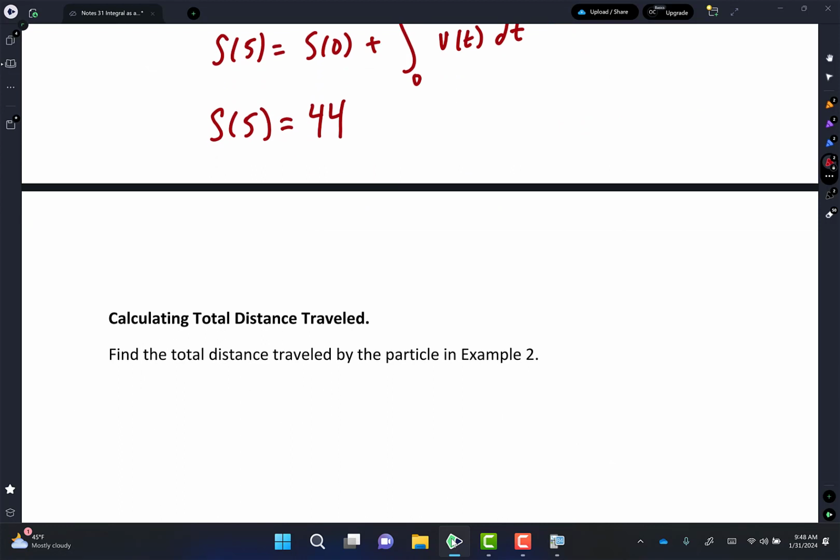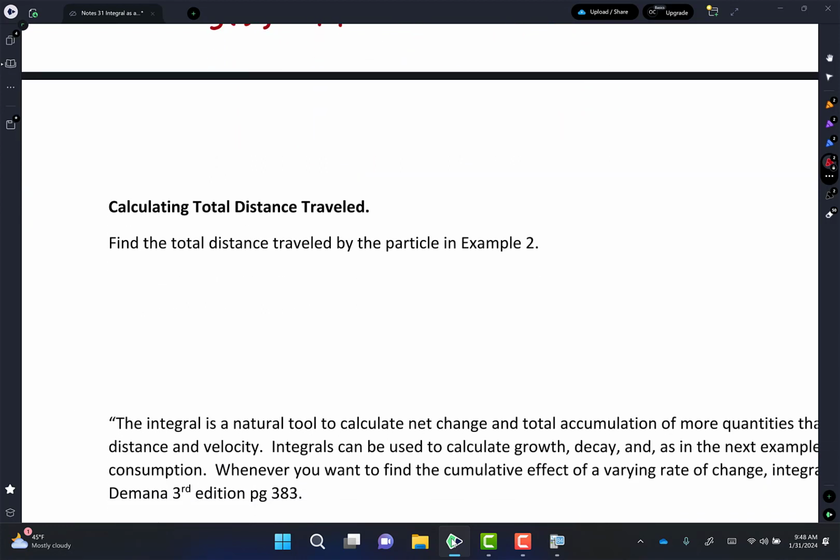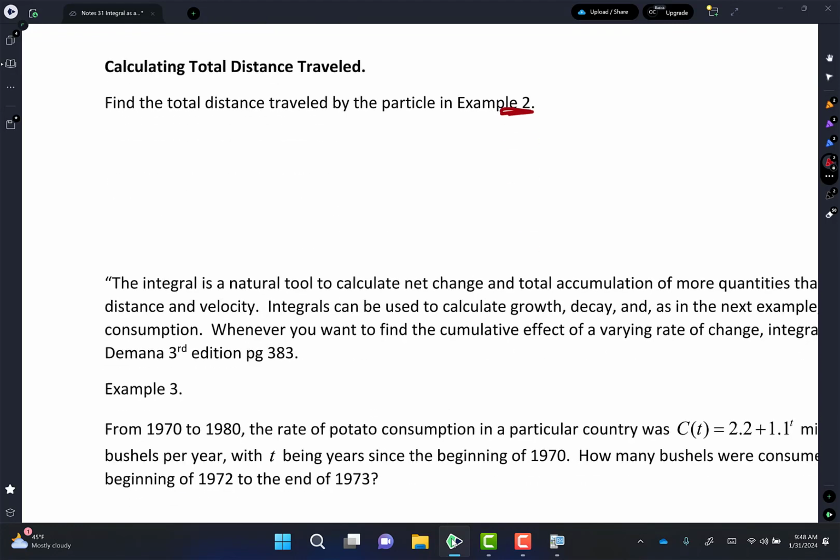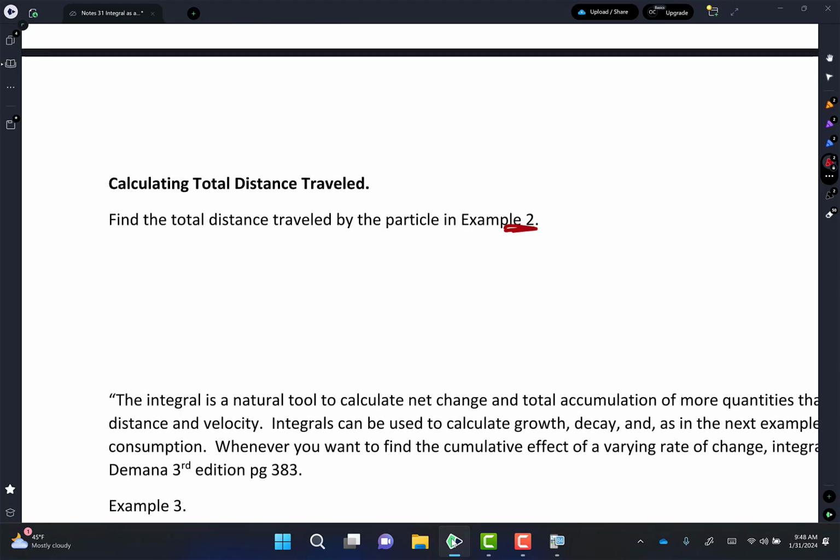How do you feel? Okay, now it says, I fixed it on that one, but I didn't fix it on the other one. Find the total distance traveled by the particle in example 2. Don't worry, guys, we're almost done. How do I find the total distance? Guerrero, how do I find the total distance? You told me a little while ago.